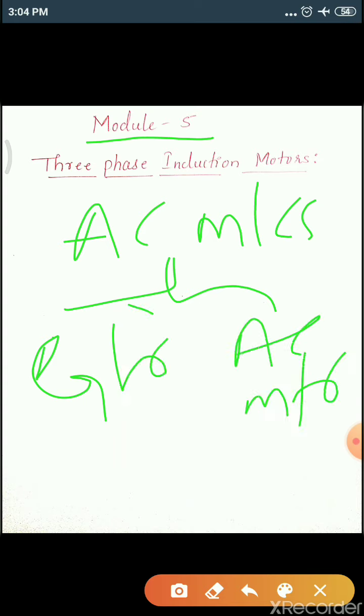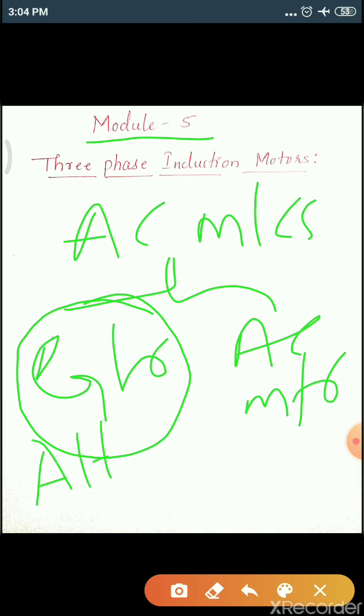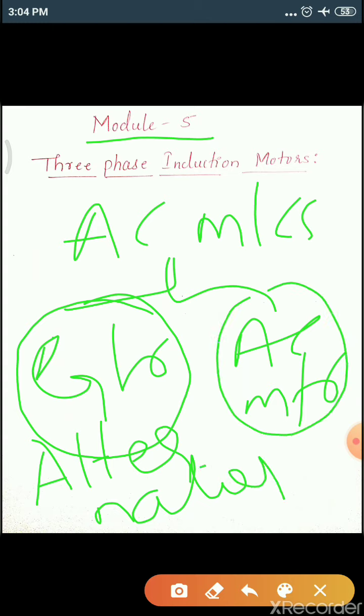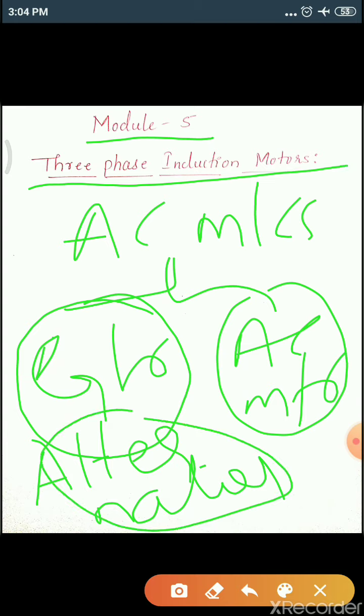Remember, in AC we don't call it an AC generator. Instead of AC generator we call it an alternator. You remember this word, alternator. And then AC motors also we study. In AC motors we will study the three-phase induction motor, and in alternators we'll study the synchronous generator. Well, let's move to the three-phase induction motor.